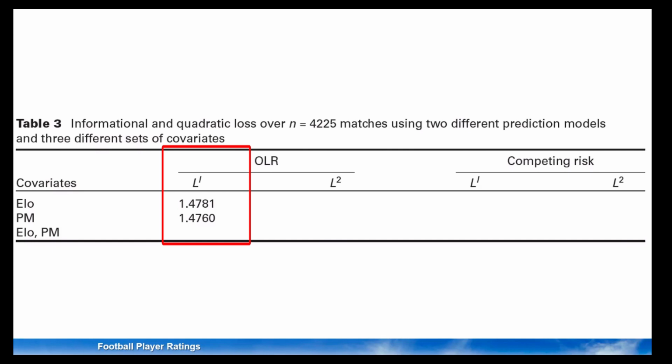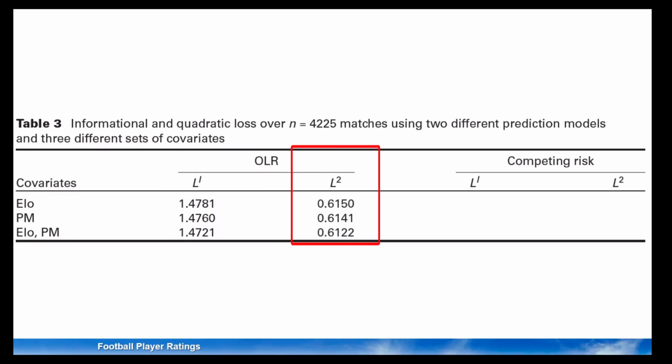Furthermore, this is supported by the fact that predictions made when having access to both the team rating and the player ratings are even better. It seems that team ratings and player ratings are actually representing different insights. Now, if we instead look at the quadratic loss for the ordered logit regression, the relationships are exactly the same.